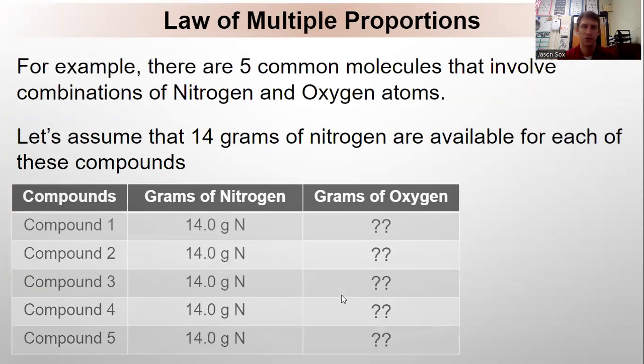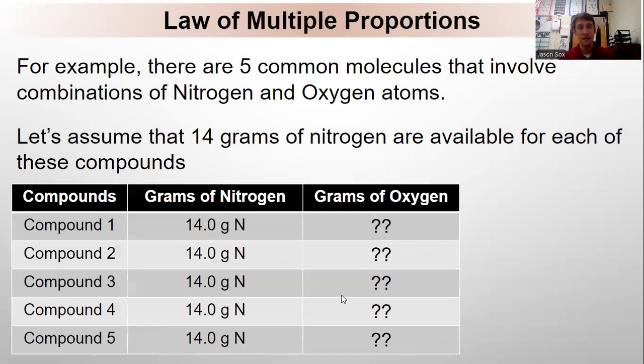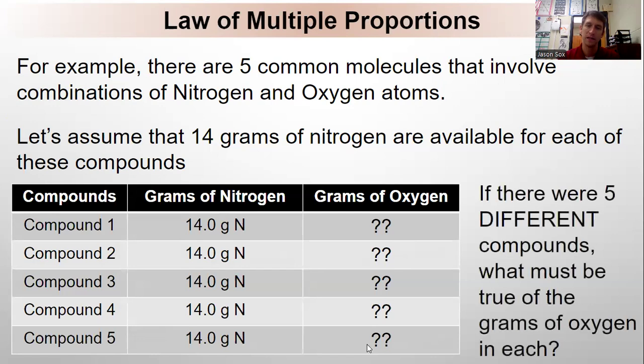Let me give you a picture and talk that through. Let's say that we have five different compounds, and we know that all five of them have some nitrogen and oxygen. That's the only two elements in these compounds. And if all five of our unique compounds have 14 grams of nitrogen, what would you suspect needs to be true about the grams of oxygen in each?